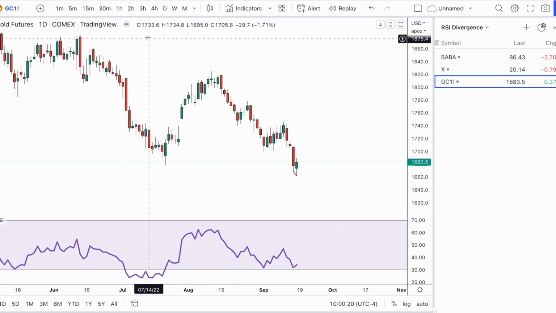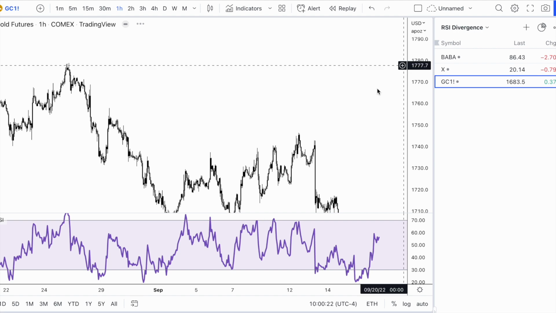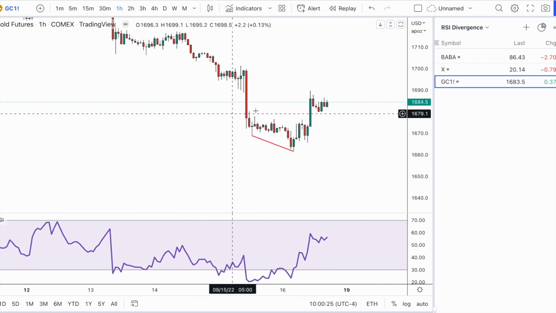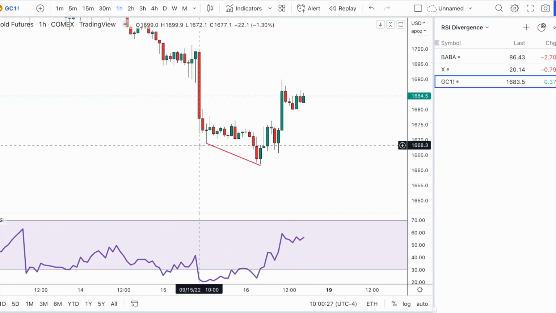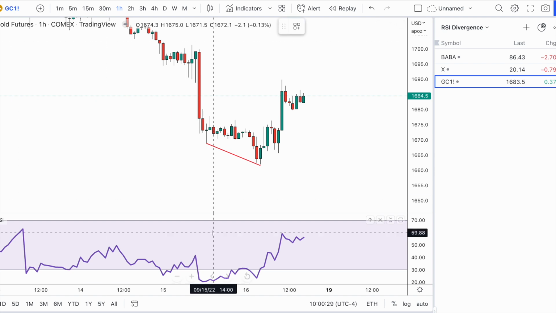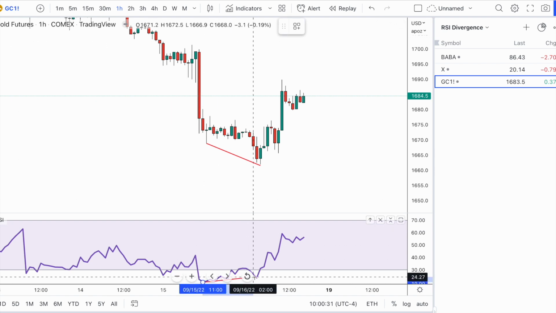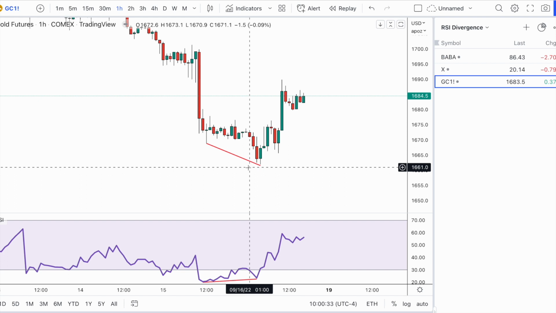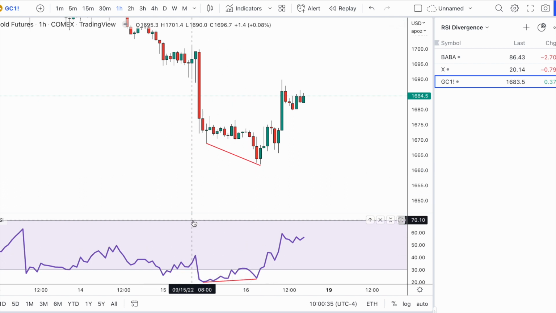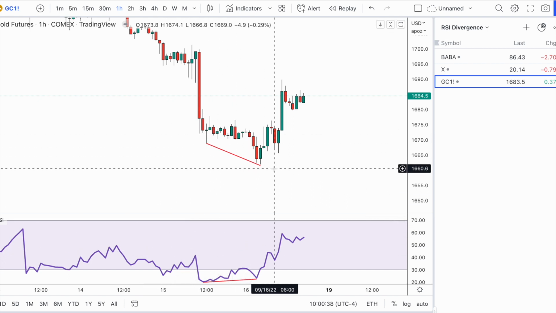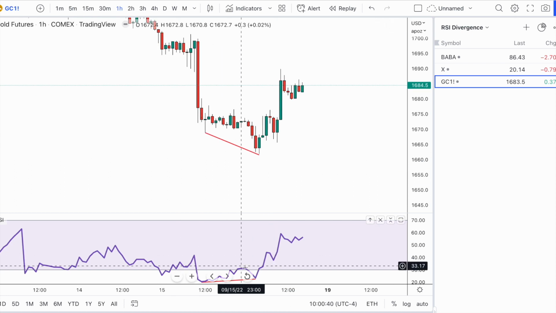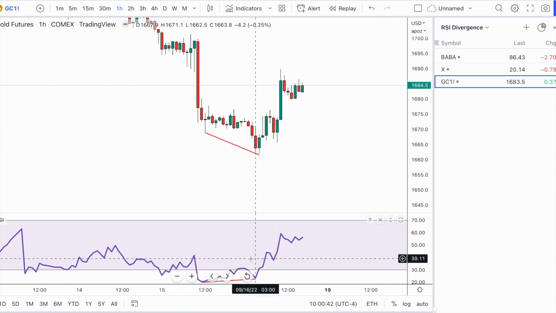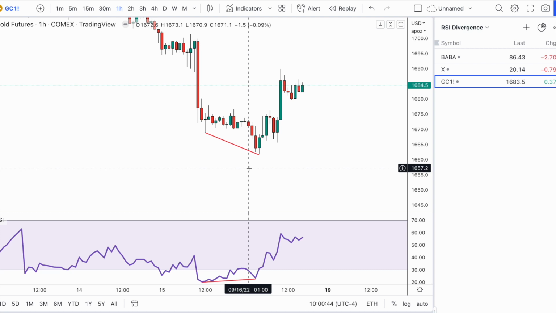So we can go ahead and look at gold futures on the hourly chart. You can see the RSI here. Price ends up making a lower low, but on the RSI, we have a higher low, right? So typically you want to see them go with each other, right? When you see a lower low on the stock, you want to see a lower low on the RSI. When you see a higher low on the RSI, it means that something is off and that price may be reversing.